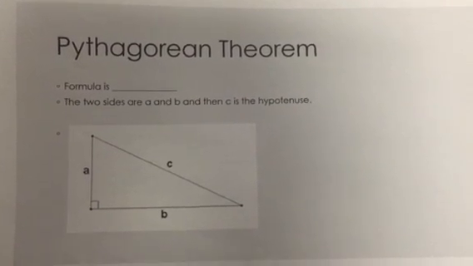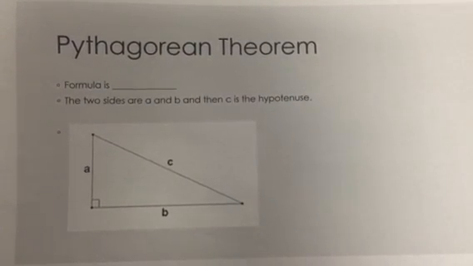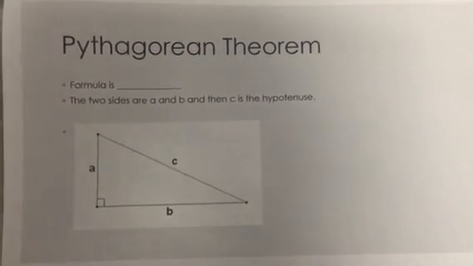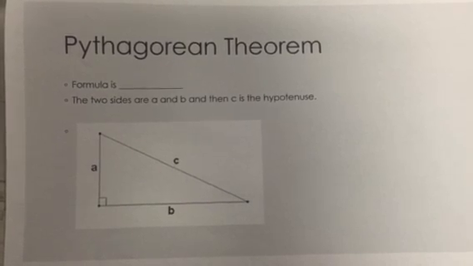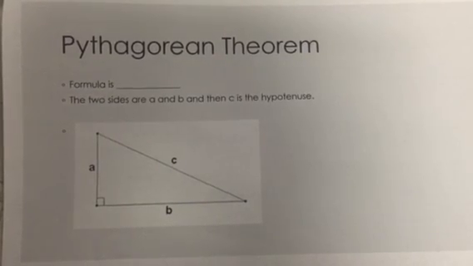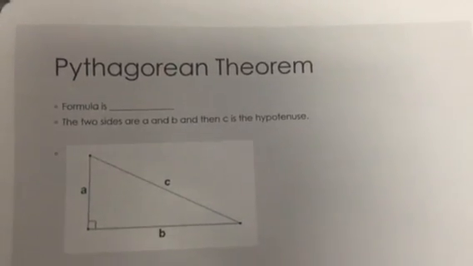Pythagorean theorem. The formula is a squared plus b squared equals c squared. The two sides are a and b, and c is the hypotenuse.